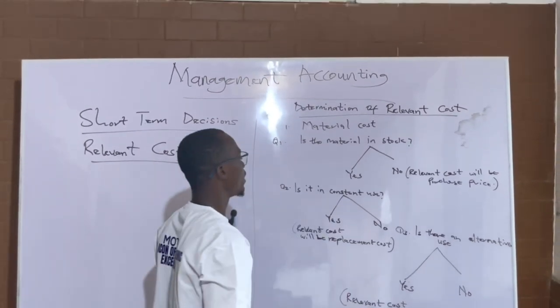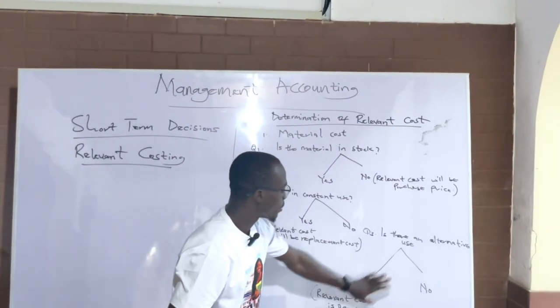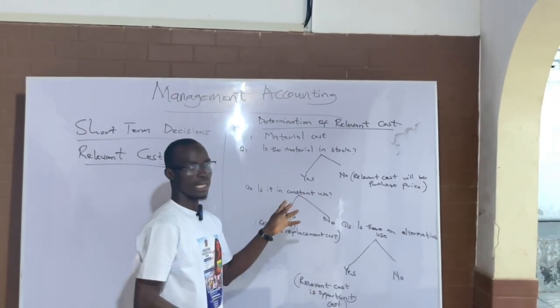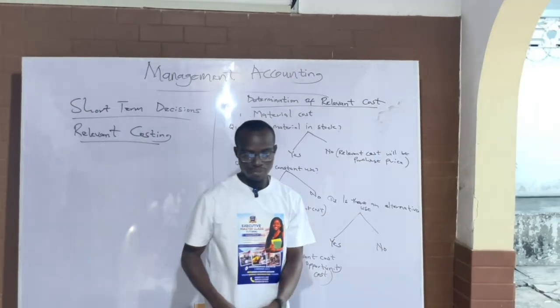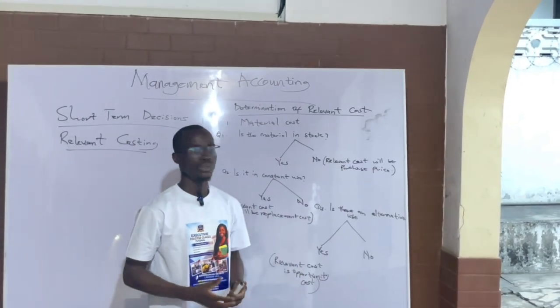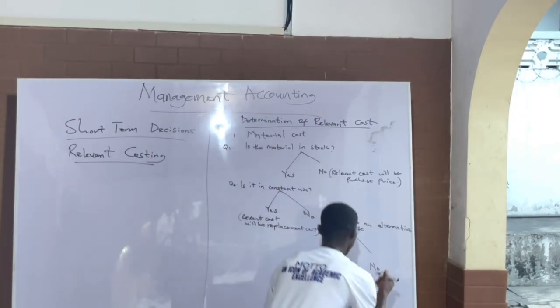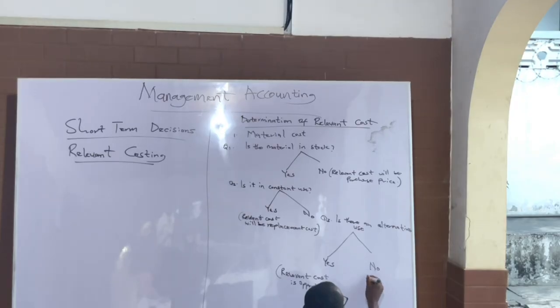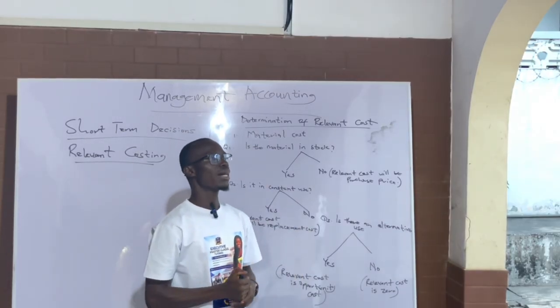So when you say yes, there is an alternative use for the material, therefore if you use it for this particular order that you have gotten, the relevant cost will be the opportunity cost. But if you say no, there is not an alternative use, which means that when you use it, that's all. The moment you say no, the relevant cost will be 0.